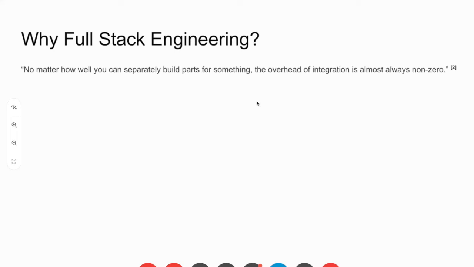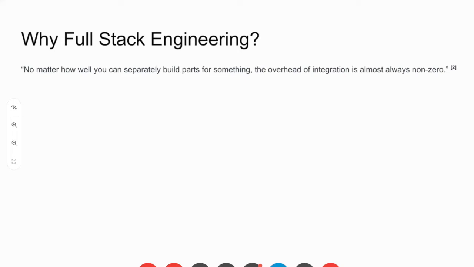So if you look at it, no matter how well you write your separate building parts of an application, the overhead of integration is always non-zero. What does it really mean in game language is, typically when you work on an application, for those who have some software engineering internship experience, you might know there are people who work on the front end aspect, there are people who work on the back end aspect, and then we try to stitch together our applications so that we can see things working end to end.